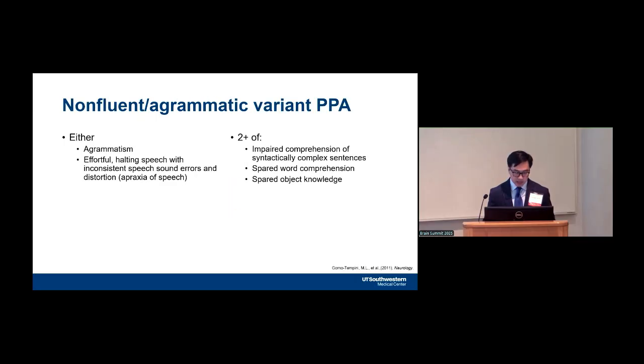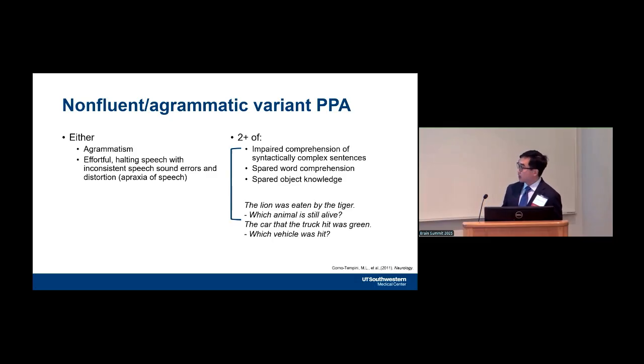Keep that in mind, but you also have to keep in mind there are other variants of primary progressive aphasia. The first one I'll cover, the non-fluent agrammatic. Well, they're either agrammatic, meaning that their sentence structure is really broken down. They're speaking quite simplistically, or they can have what they call apraxia of speech, where their speech is quite a bit more effortful, halting speech. They can distort word sounds. They can have a hard time interpreting syntactically complex sentences. Best example, the lion was eaten by the tiger. And you can ask them, which animal is still alive?